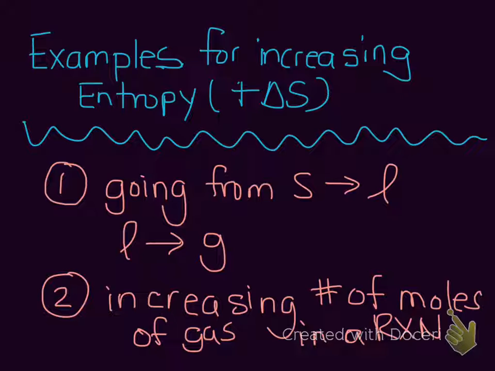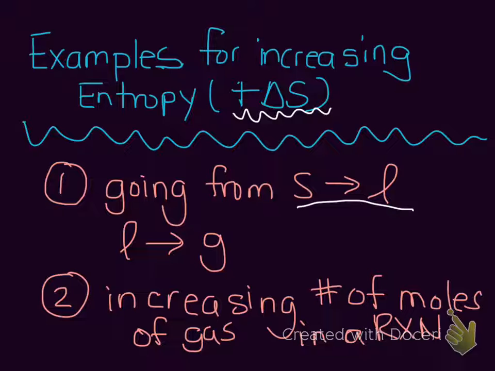So, some examples of increasing entropy. Again, increasing entropy has a positive delta S. It's really important to know the signs, which direction they go. So going from a solid to a liquid increases entropy because a solid is the most structured. It has the strongest bonds. The molecules, ions, or atoms in the solid are not moving very much, and it's going to be very, very organized.